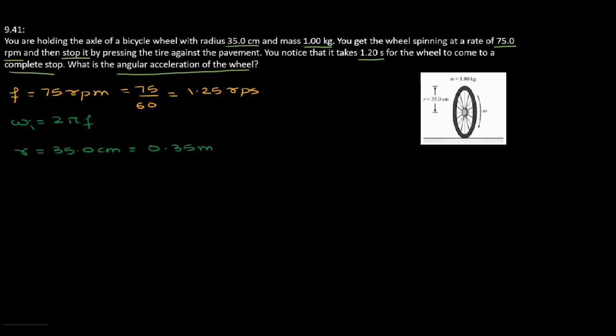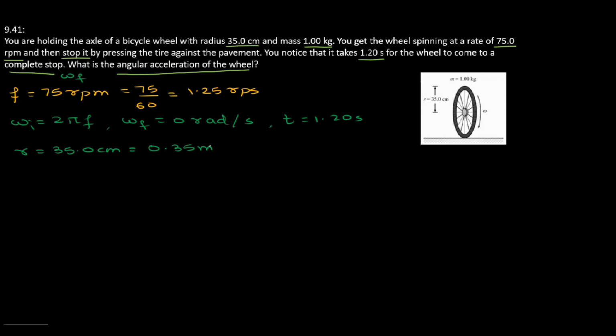And you stop it by pressing it against the pavement. And you notice that it takes 1.20 seconds for the wheel to come to a stop. Now when the wheel comes to a stop, its velocity at that point will be 0. So this is my final angular velocity. And since it comes to a stop, the final angular velocity will be 0 radian per second. And it takes 1.20 seconds to come to a stop.